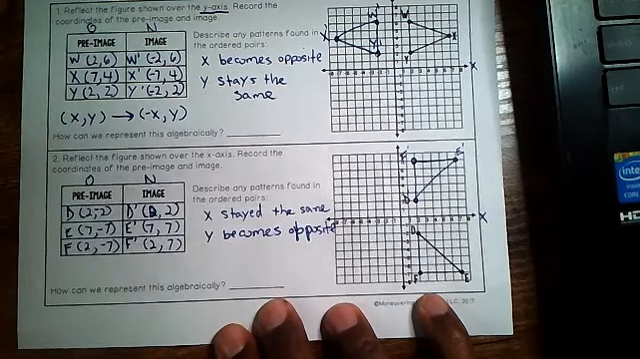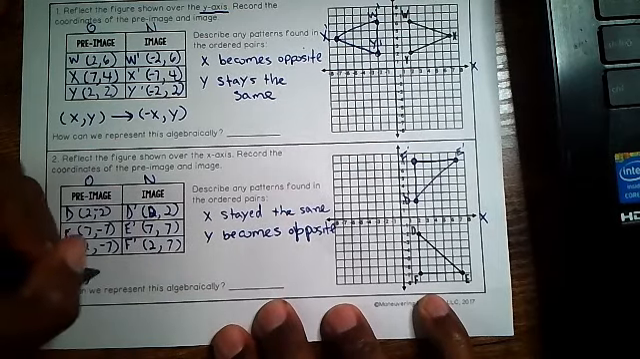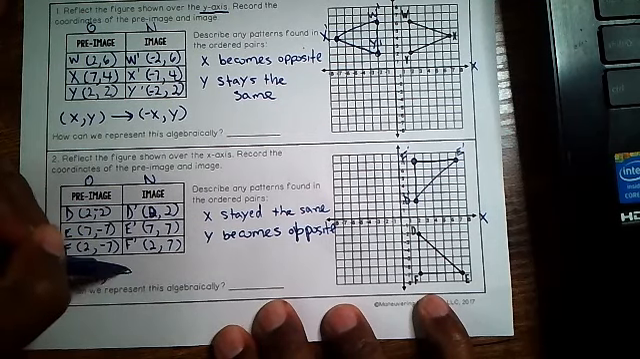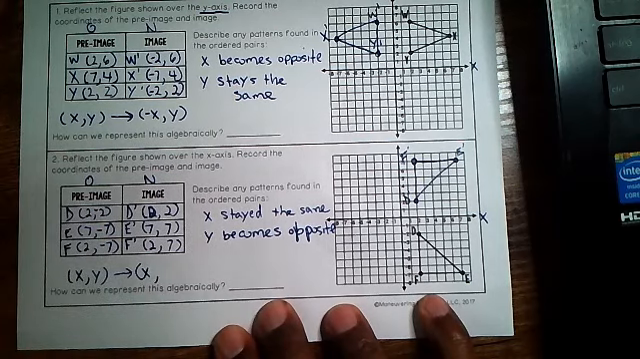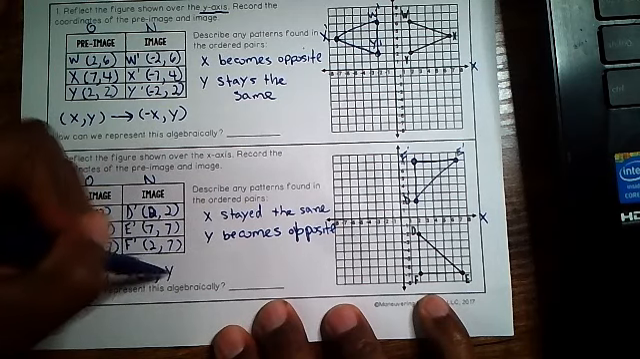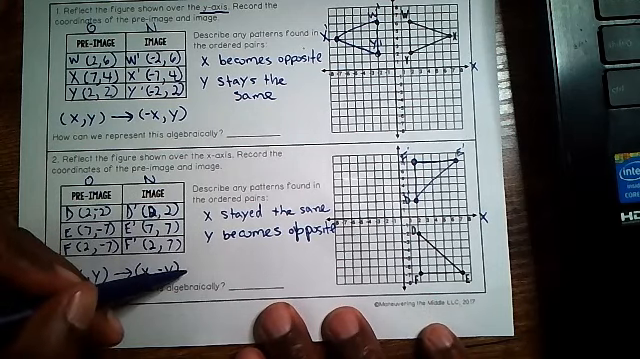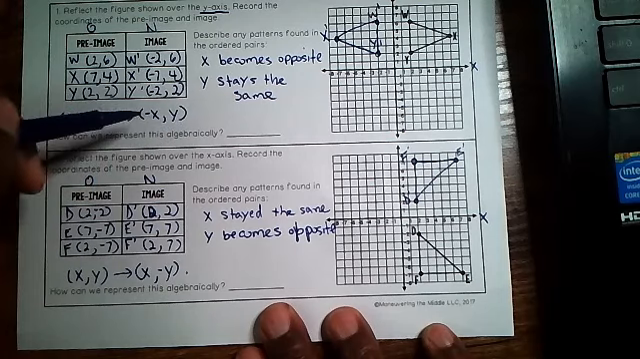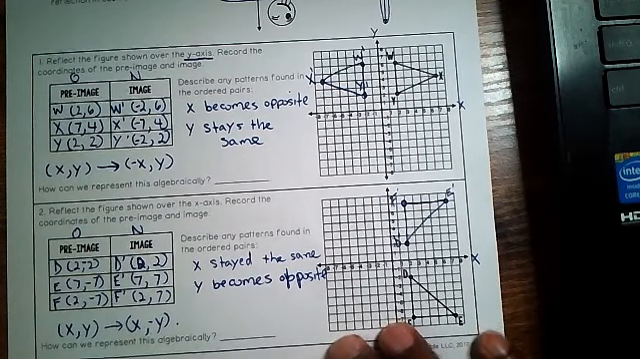Okay? So how do we represent that algebraically? Well, if our x, y, our original value here, looks like this, well, we said that x stays the same, and then y becomes opposite. What is the opposite of positive y? Negative y. Okay, so there's our algebraic rule for reflection across the x-axis, and here's our algebraic rule up top across the y-axis. And we'll continue on to our second video.